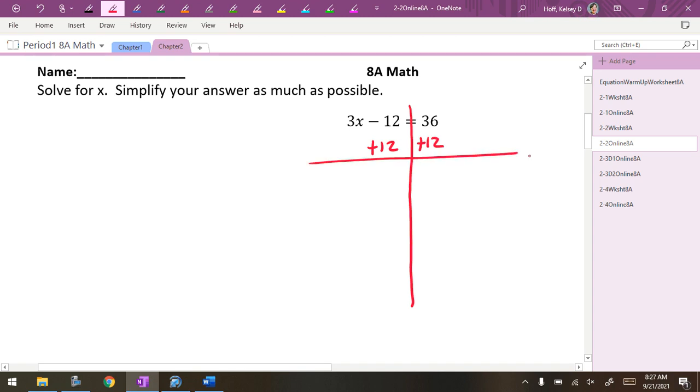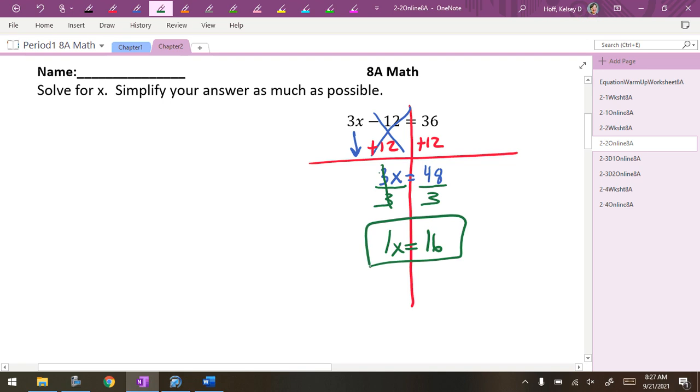Make sure you're showing it on both sides. My negative 12 and my positive 12 cancel. I drag down my 3x. 36 plus 12 is, Petra? 48. Sarah, what do I do next? Very good. 3 is our coefficient. So we're going to divide by 3 on both sides. 3's cancel. 1x equals, anybody? 16.